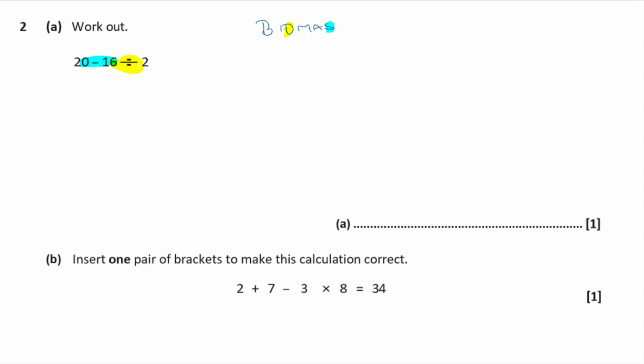So 16 divided by 2, that's 8. And then second comes the subtraction, and 20 take away 8. That's going to be 12 then, isn't it? So that's my answer, 12.